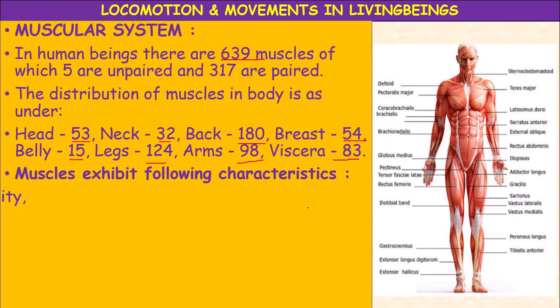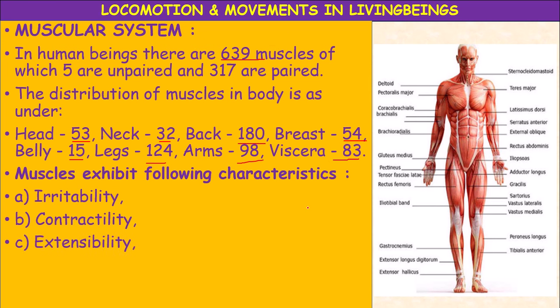The muscles exhibit the following characteristics: irritability, contractility, extensibility, elasticity, and tonicity. Muscles can be toned; we can change the shape of the muscles by doing some exercise. You can see some of the muscles here: the deltoid muscle, the shoulder muscle. The muscles present on the chest are the teres major and pectoralis major. These are the main muscles present in the chest region. Like this, the muscles are distributed.